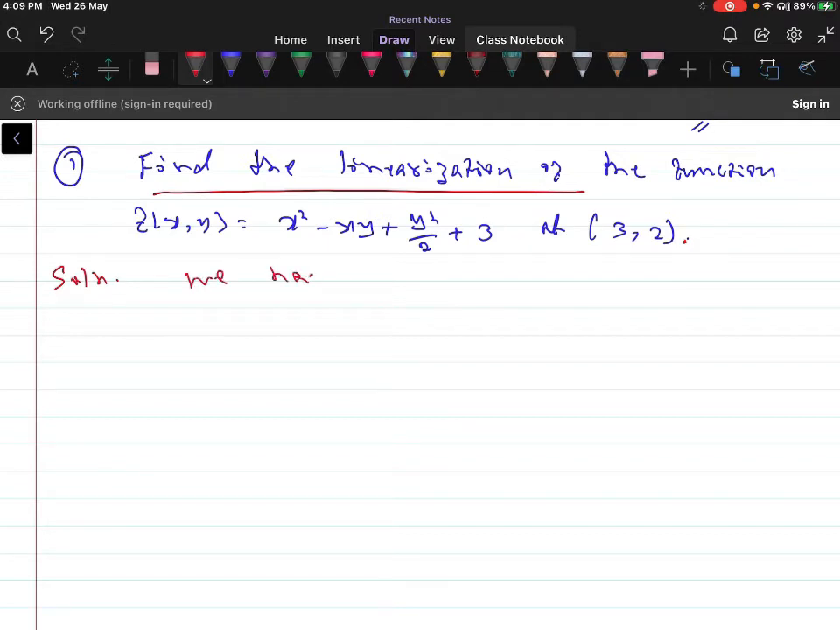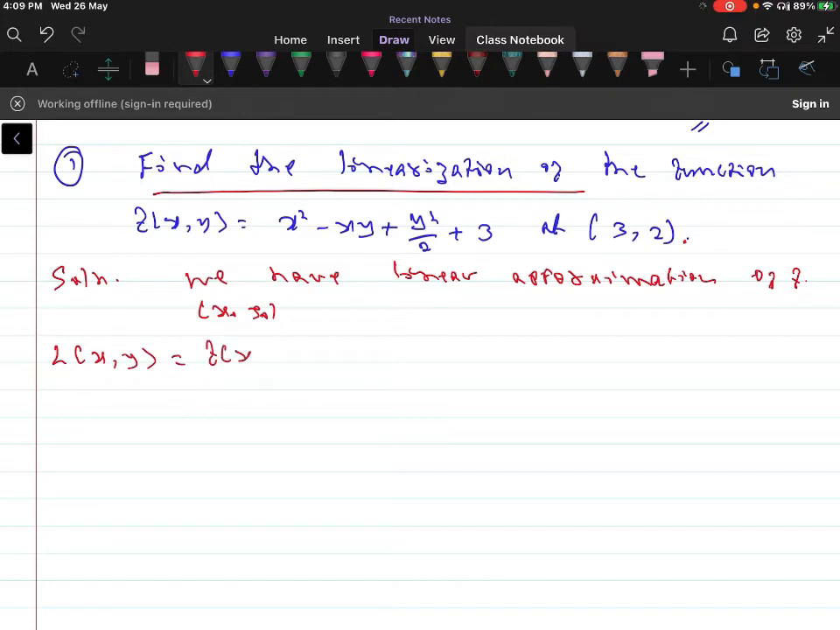We have the linear approximation of the function f at the point x naught comma y naught, that is L of x comma y is equal to f of x naught comma y naught plus fx at the point x naught comma y naught into x minus x naught plus fy at the point x naught comma y naught into y minus y naught.